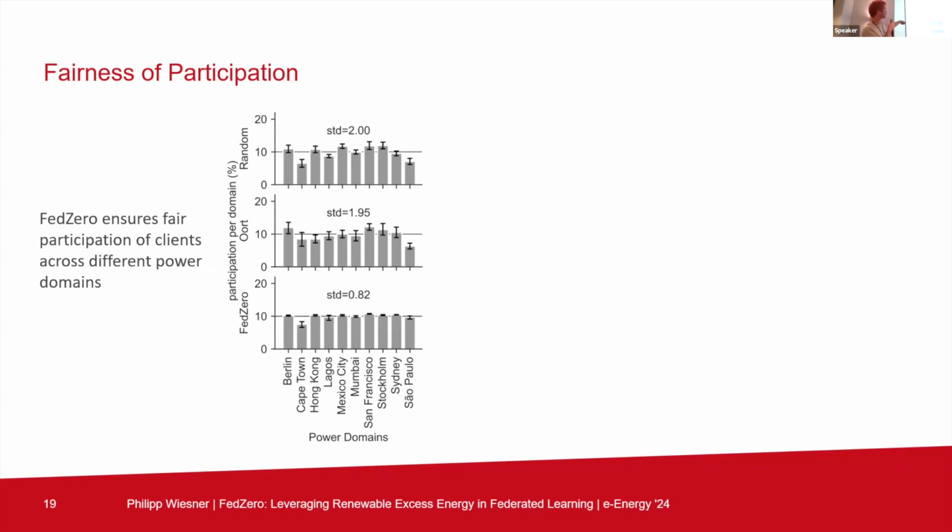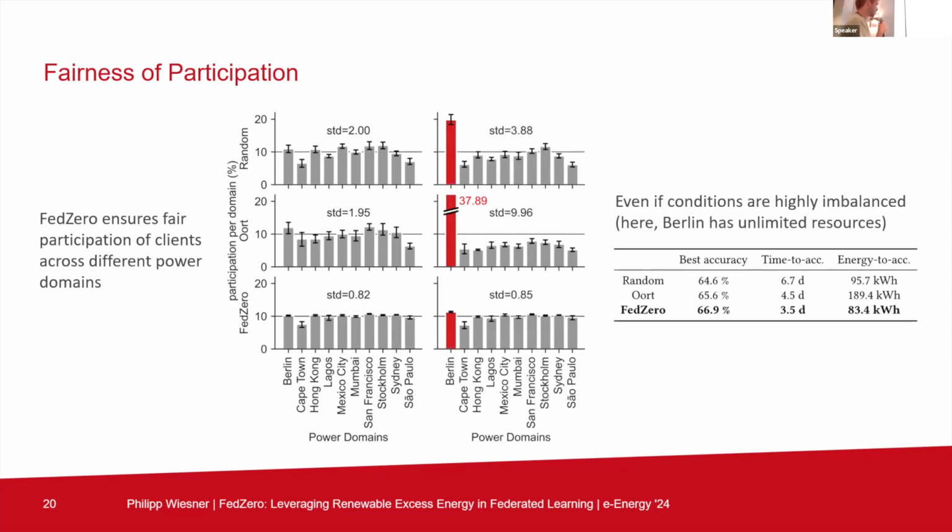So here FedZero is already okay. It's already a bit fairer. The standard deviation is a bit lower. But this gets a lot more interesting in this analysis where we gave one of the power domains infinite energy. And also all the clients in this power domain have no background load. So they can use all their compute capacity only for federated learning. And here we can see that in the random client selection on top, this region is heavily over-selected. So in the end, it will dominate the model. Other regions and the data from other regions will be underrepresented in the model because Berlin is a lot more available than the other regions.